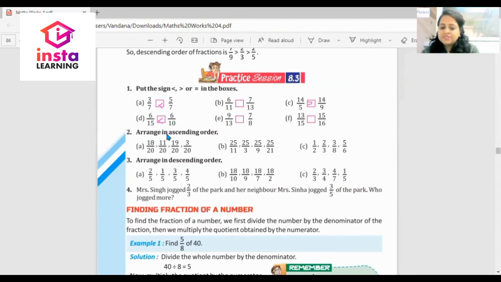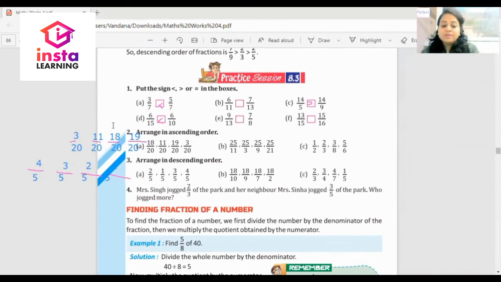And in this, arrange in ascending order, from the smaller to the bigger number. Okay. So just look at the fractions: 18 upon 20, 11 upon 20, 19 upon 20 and 3 upon 20. The smallest is 3 upon 20. Then 11 upon 20, then 18 upon 20, 19 upon 20. These are in ascending order, from smaller number to the bigger number.